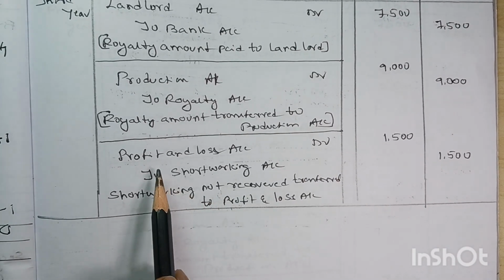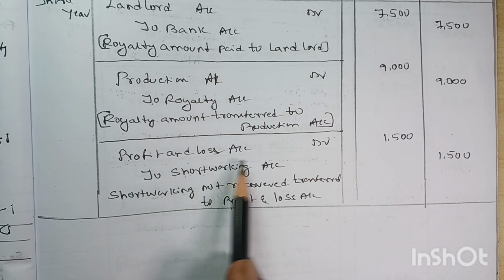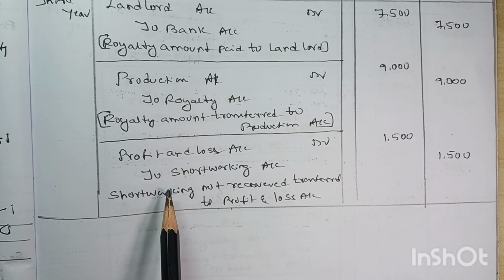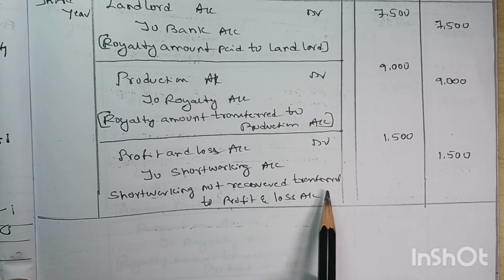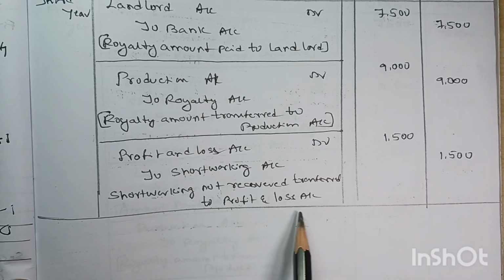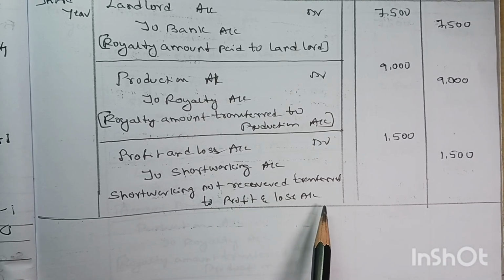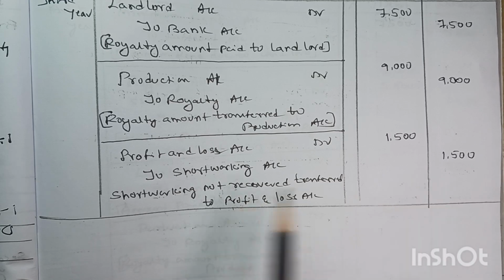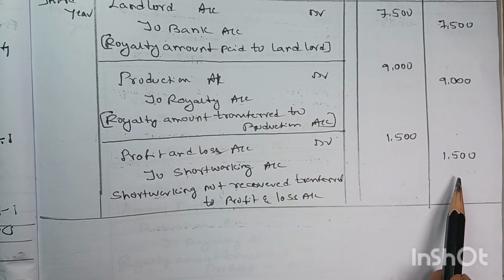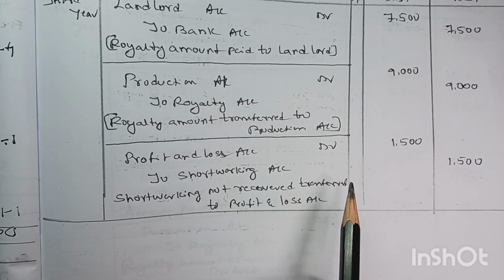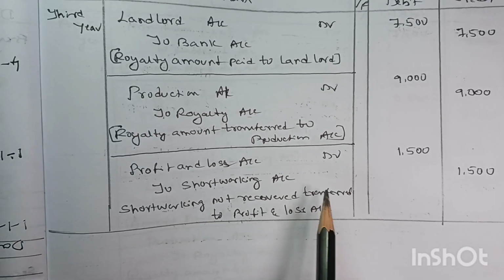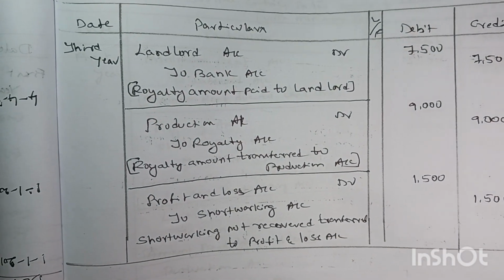Next, short working not recovered: profit and loss account debtor to short working account 1,500. The short working which could not be recovered will be transferred to profit and loss account. This is how you have to prepare journal entries in the books of lessee.